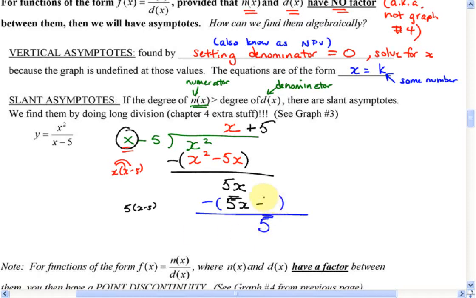Someone needs to talk to me, you know. This should be actually 25, yeah. 5 times 5 is 25, so we'll subtract to get positive 25. Thanks, Anna. Okay.